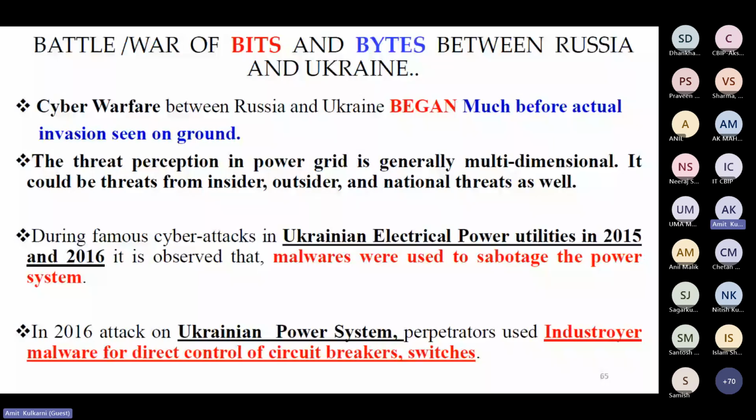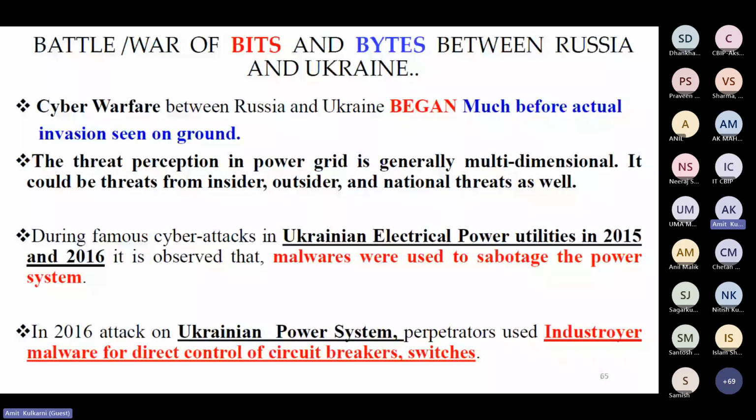Okay, so during 2015 and 16, many such attacks were seen, and malware was sabotaging the power system in Ukraine. In 2016, the Ukrainian power system experienced an attack of industrial malware which directly controlled the circuit breakers and switches. That is a physical system. Till now, what we have seen is a cyber system or control system, that is ICS, which was impacted. But here the physical system was impacted.